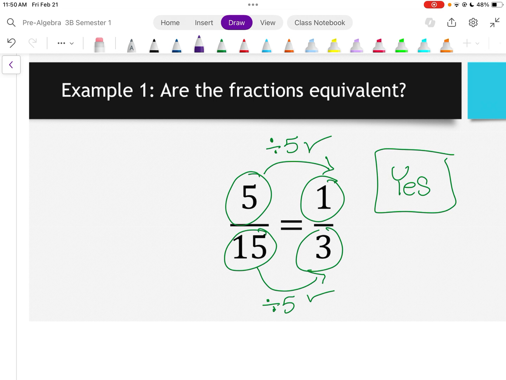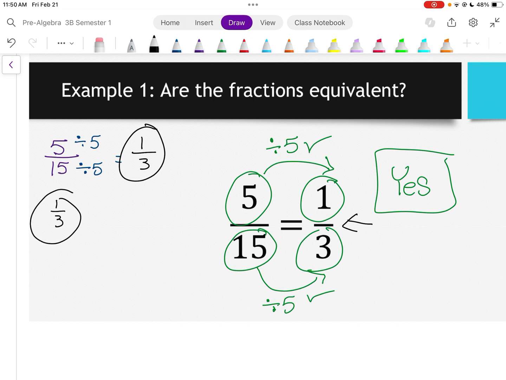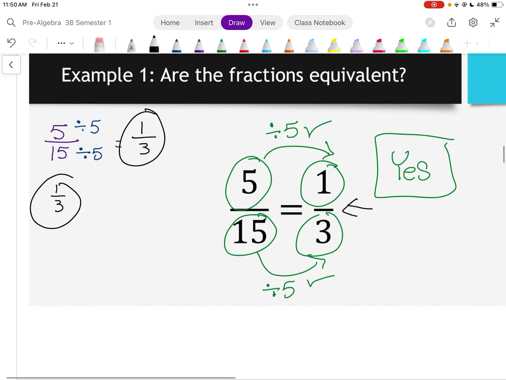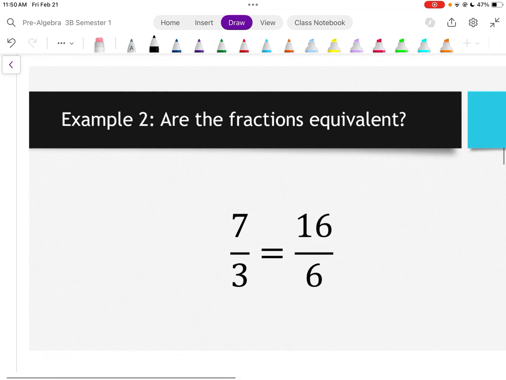Another way we can do that is by simplifying our fractions. So if we had 5 over 15, I know both of those numbers could be divided by 5. So we could simplify them by getting the numbers to be as small as possible. And that would give us 1 over 3, which you'll notice is our other fraction. And 1 over 3 can't be simplified further because we can't divide both the top and the bottom by the same number and still have a whole number.